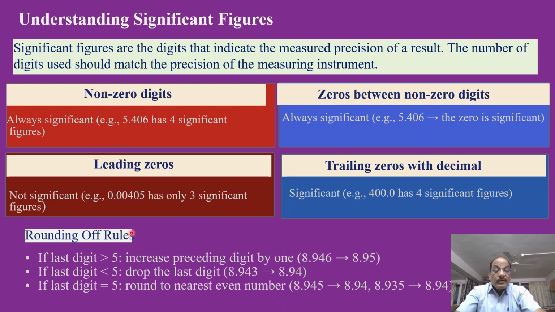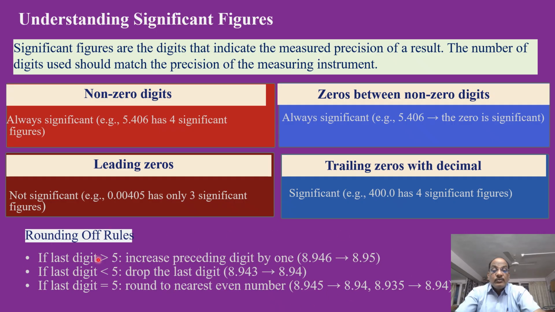Lastly, what about rounding off values? Whenever we write any value that includes a decimal point, if the last digit is greater than 5, increase the preceding digit by 1. For example, 8.946 can be rounded up to 8.95. The last digit is 6, which is above 5, so it is rounded off to 8.95. This is the rounding off rule, and it is a most important point.